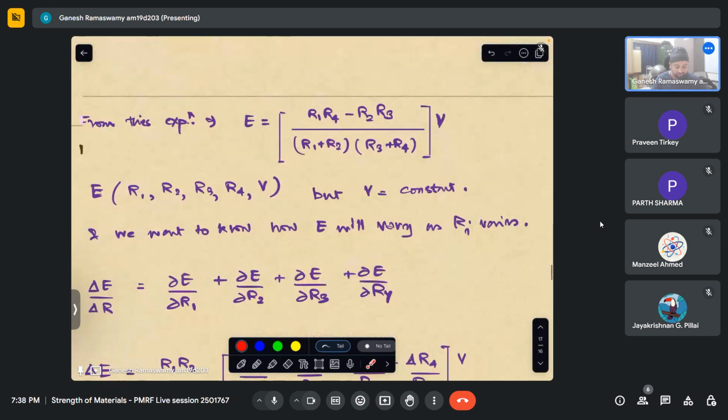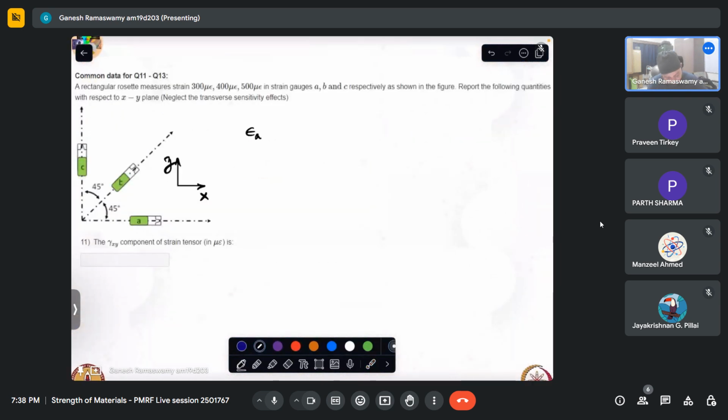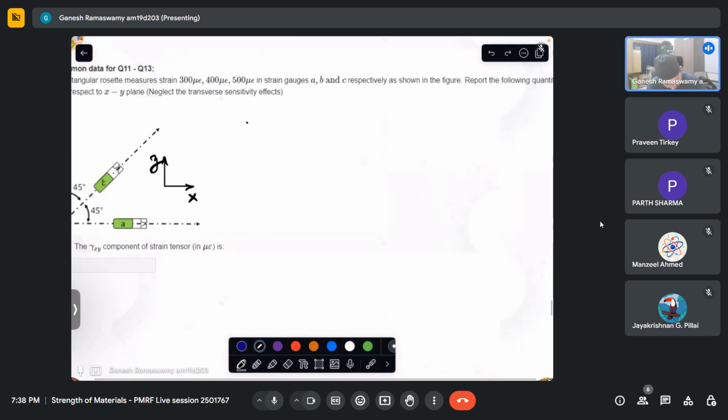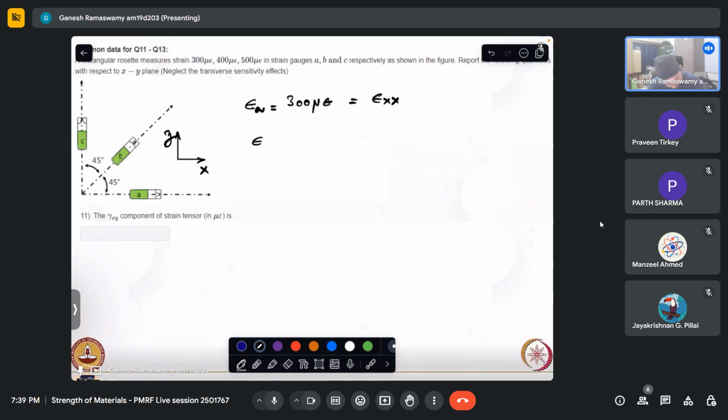So epsilon A, here we can see that epsilon A is 300 microstrain, which is the same as epsilon XX because it is parallel to the X. Similarly, epsilon C is 500 microstrain, which is similar to epsilon YY because these two are parallel. I hope there is no difficulty in seeing that. Now, epsilon XY at this point, we don't know. And mind you, all these three strain gauges are trying to measure the strain at this point.